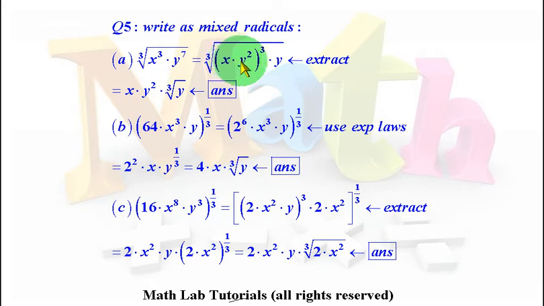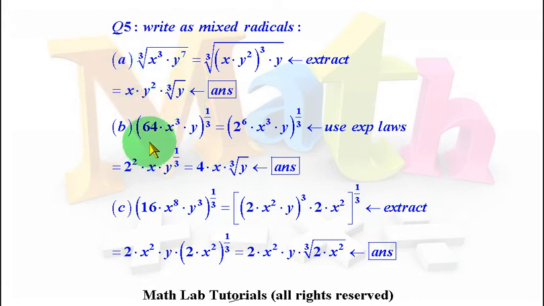I'm going to extract this perfect cube from inside the radical. And of course, all you do is copy paste the inside of the brackets. And now it appears on the outside. And what's left on the inside is just y. So we have x dot y squared dot cube root of y. Again, the good guy was x dot y squared, and the bad guy was y, and we are done. We had an entire radical here, and now we have a mixed radical here.